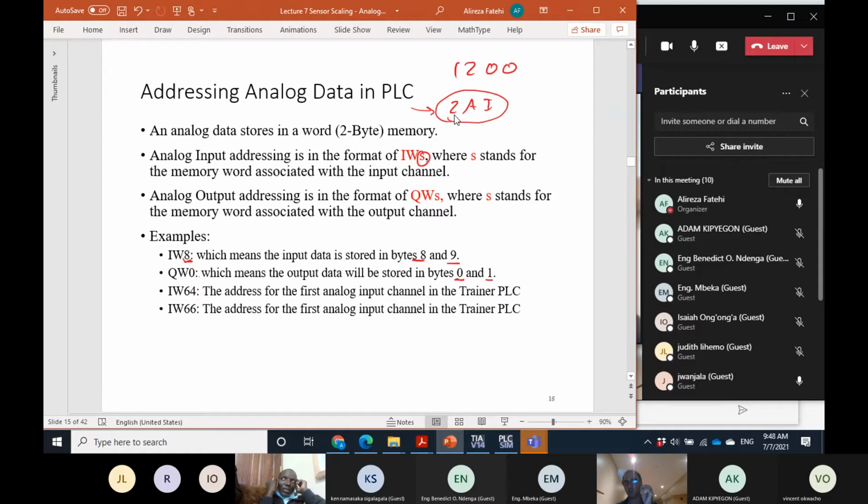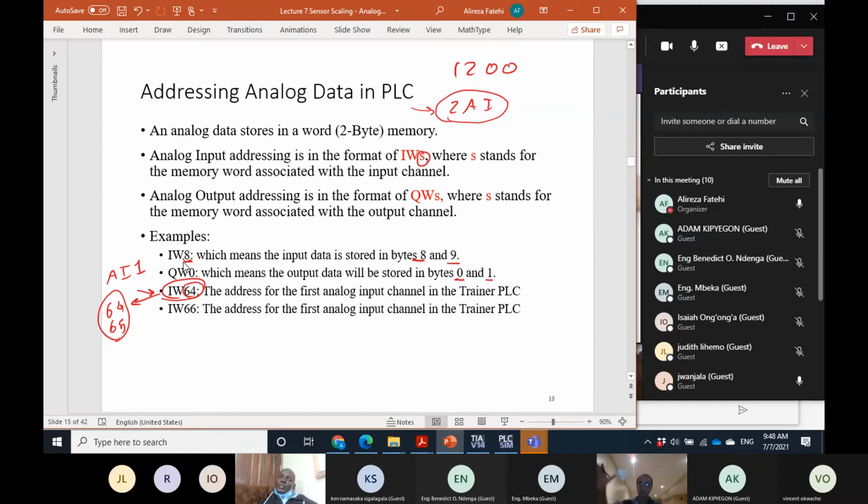Where are they stored? By default, in this PLC, analog input number 1 is stored in byte number 64, and of course 65. So to address the first analog input in this PLC, we should write IW64. IW64 is memory cell byte number 64 and 65 in the input image memory. Please notice this is in the input image memory part.